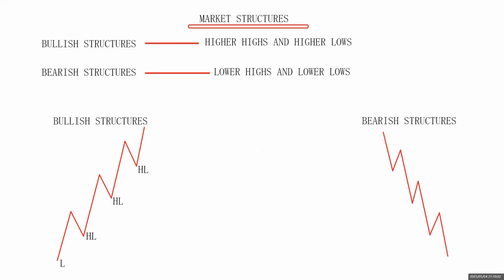The first movement right here will be known as what? H, which is a high. How about this one? This is known as a higher high because it's higher than the previous high. This is also known as a higher high because it's higher than the previous high. And the next one right here is also known as what?